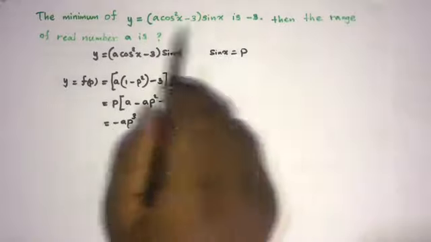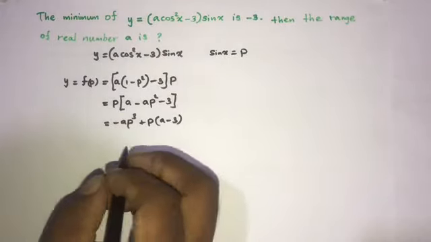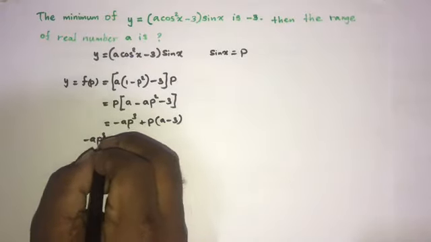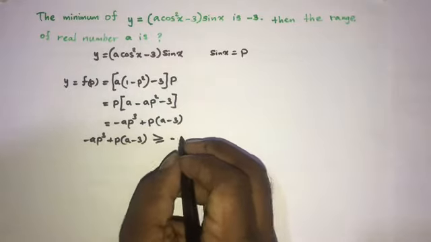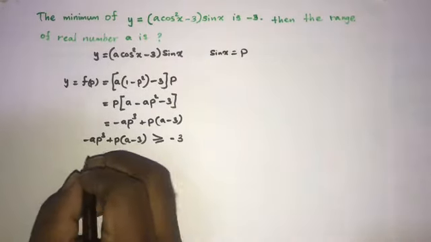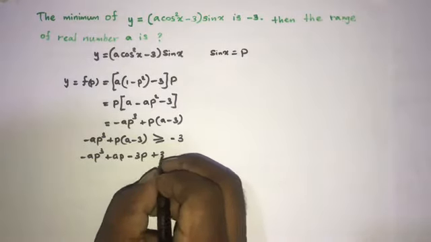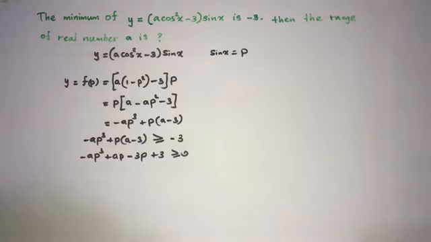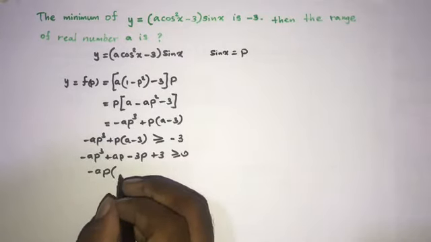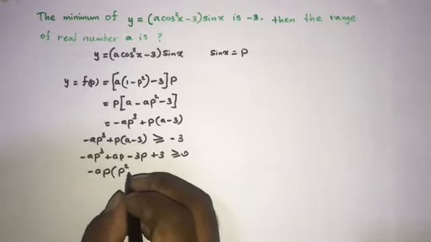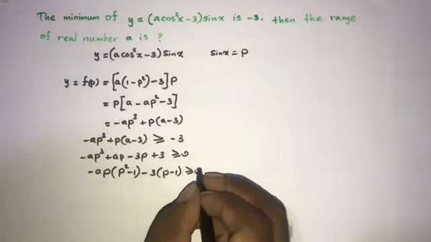Now we know the minimum value of y is equal to minus 3, so minus a p cubed plus a p minus 3p is greater than or equal to minus 3. Simplifying, minus a p cubed plus a p minus 3p plus 3 is greater than or equal to 0. Now we can take minus a p as a common factor, so minus a p times (p squared minus 1), and here we take minus 3 as a common factor, so minus 3 times (p minus 1), greater than or equal to 0.